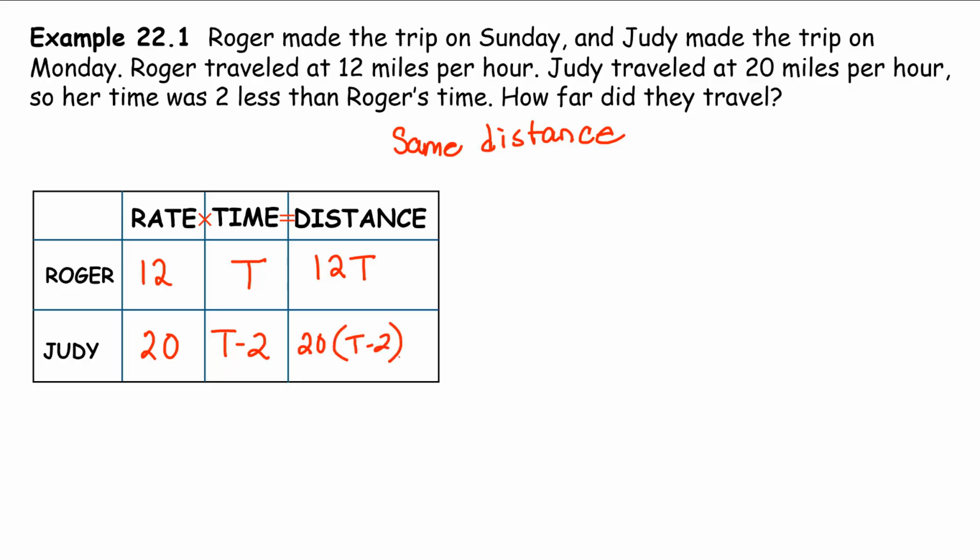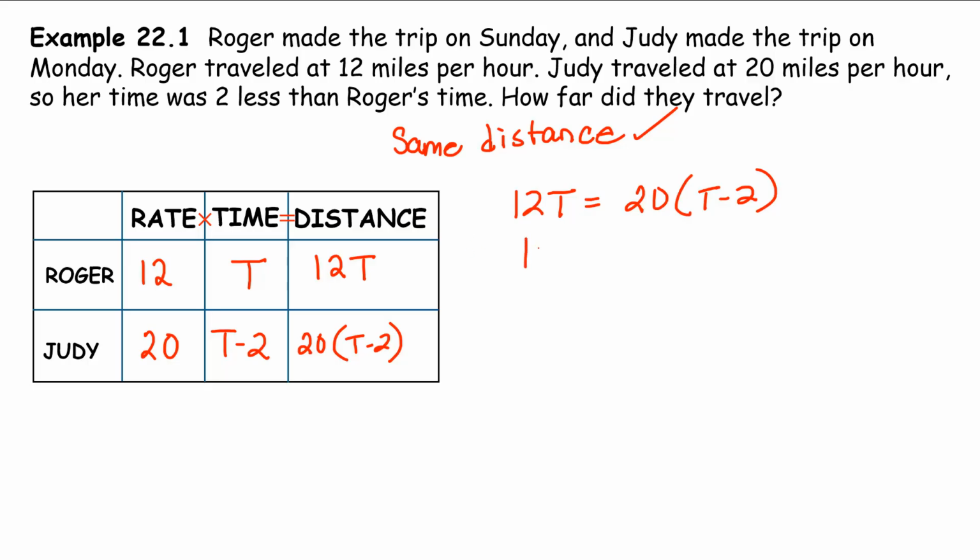So now I've got my whole chart filled in. I've got everything in there. Now I'm going to use this fact that their distances are the same. And I'm just going to write an equation using the stuff that I put in the distance boxes. So 12T is equal to 20 times T minus 2.